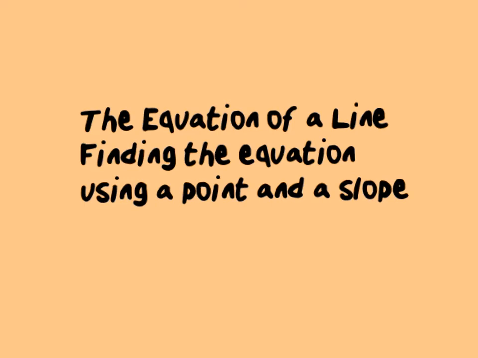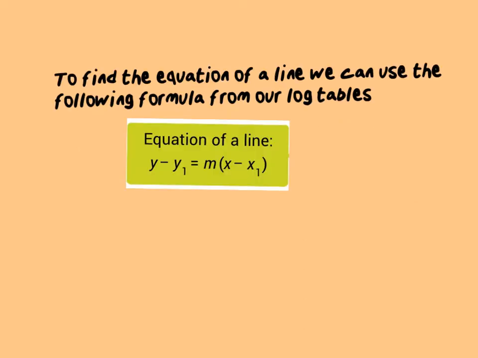Hi guys, so today we're going to look at the equation of a line and how to find the equation of a line using a point and a slope. To find the equation of a line, we can use the following formula from our log table. Now this formula tells us that we need two things.